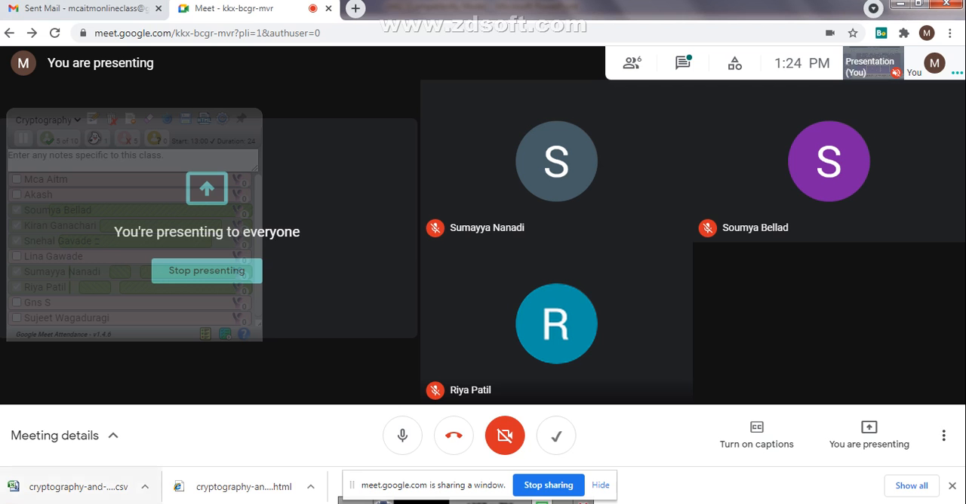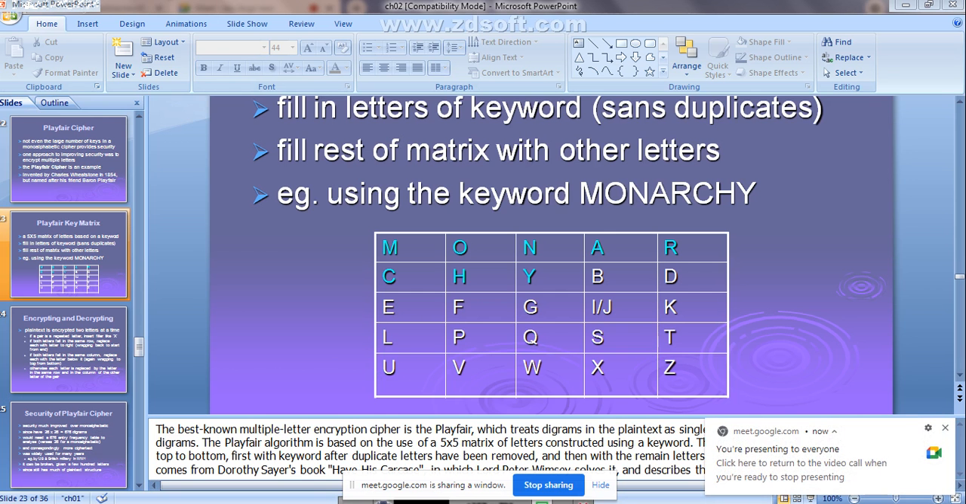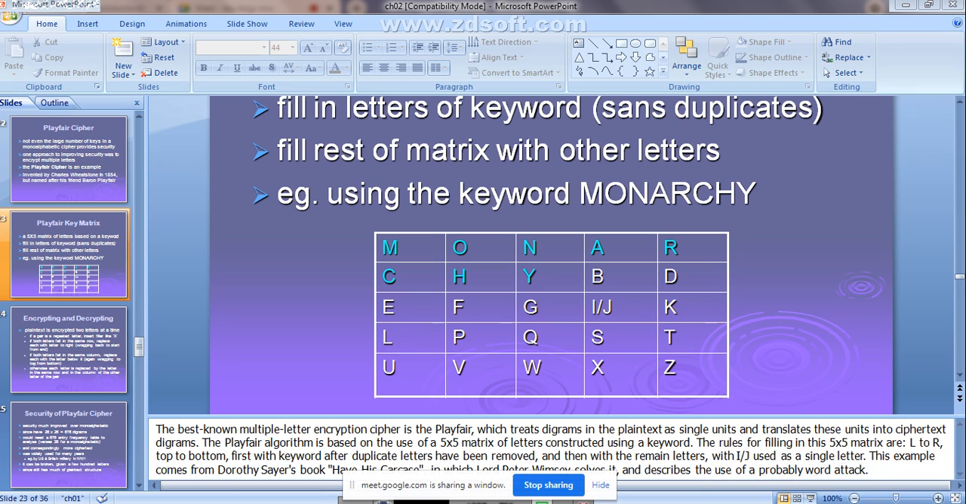Are you getting what I am explaining? Yes, ma'am. The second letter is B. Is it present in the keyword? No, so write B in the next cell. Then C. C is already present in the keyword, so go for the next. D is not there, so you can write it here. Then E, F, G. There are only 25 cells, but the alphabet has 26 letters.